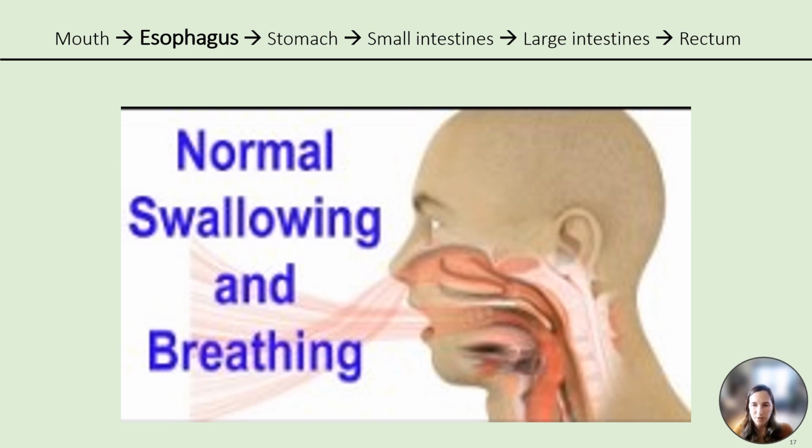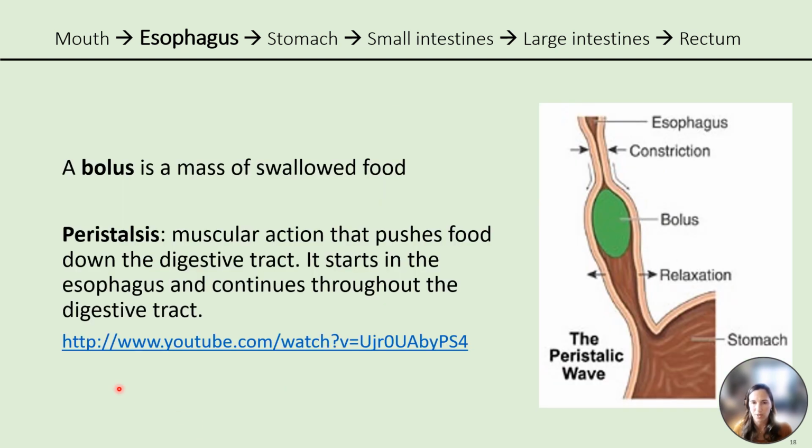So that video shows really well what happens when the epiglottis folds down so that we don't get food into our trachea. Okay, again, here's that word. A bolus is a mass of swallowed food. Here I'm showing you we're still in the esophagus, so the mouth would be up here.